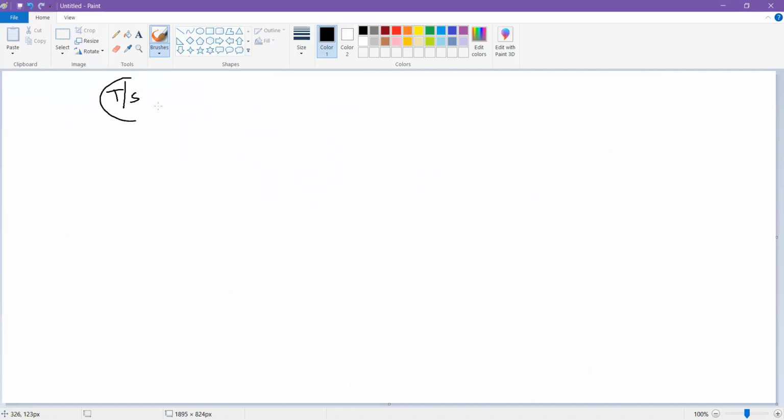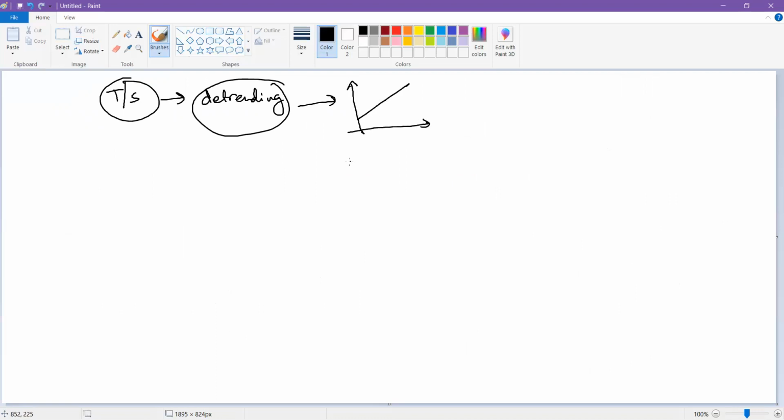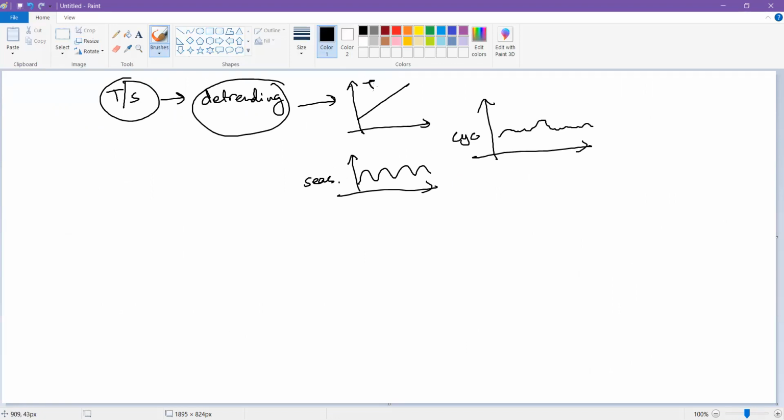So let's say this is my time series data. I have performed the detrending. After I'm done with the detrending, I have got the multiple decomposed components. For example, I've got the trend, right? I've got the seasonality, right? I've got the cyclicity, if at all there is a cyclicity, let's say there is none. So I've got the cyclicity, the seasonality, the trend. Now that I've got these, I will be able to apply the statistical methods that I was telling you.